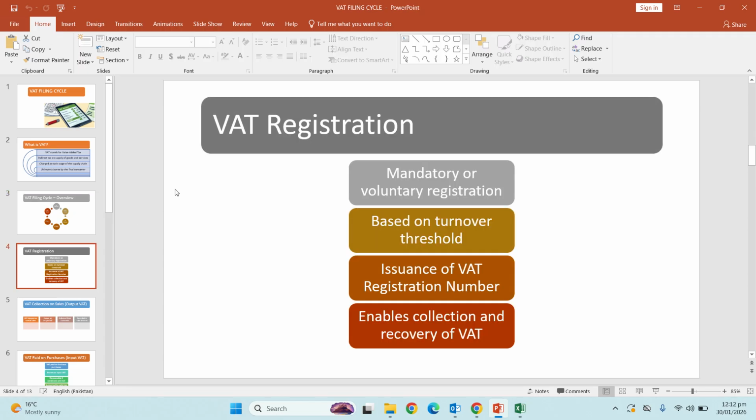So, here is the VAT registration. Businesses are required to register for VAT either on a mandatory or voluntary basis, depending on their turnover. Once registered, the tax authority issues a VAT registration number. This number allows businesses to charge VAT on sales and recover VAT paid on purchases.